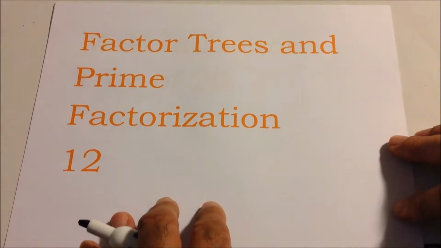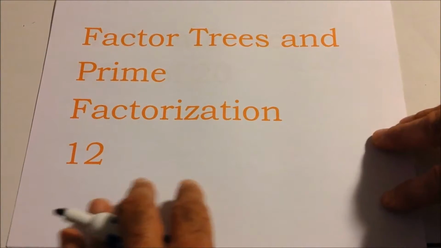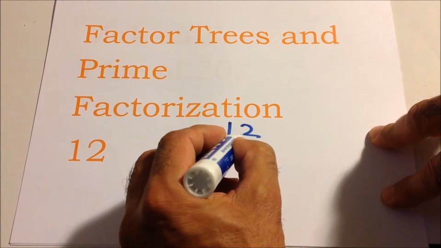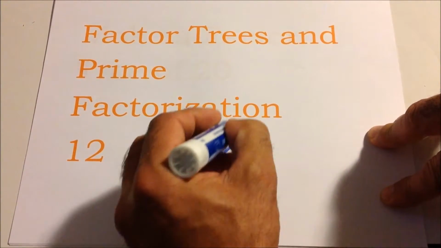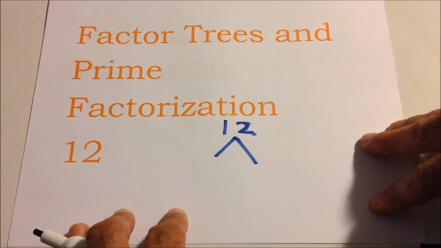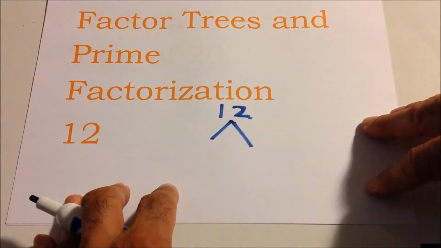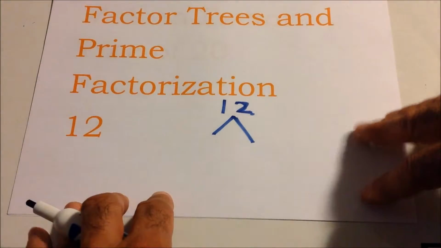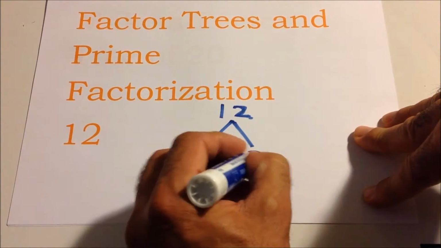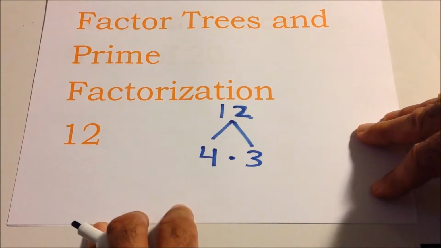We'll start with 12. So instead of making a box, we'll just list all the numbers we can to make 12, and at the end we'll get all prime numbers. You can start with any two numbers you think make 12. For example, I can do 4 times 3. 4 times 3 is 12.